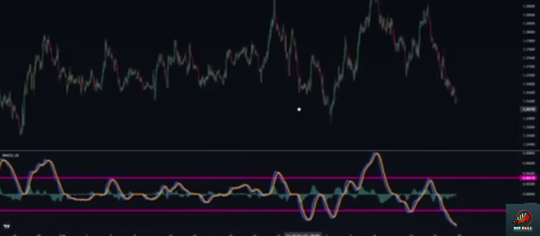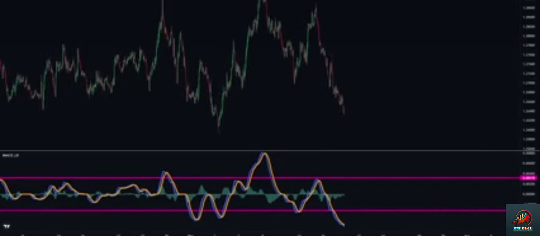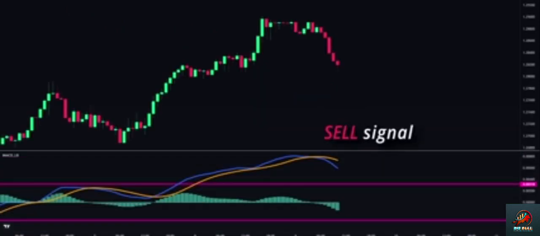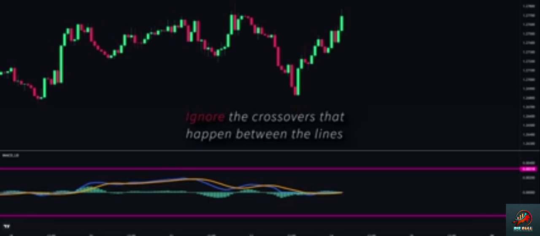Now that your indicator is ready, here's how you create the strategy. So first, for your buy signal, you want to only take positions if the impulse MACD crosses over upwards, but the crossover needs to happen below the oversold line. Similarly, for your sell signal, you only take positions if the impulse MACD crosses over downwards, but the crossover needs to happen above the overbought line. Remember, crossovers that happen between the lines like this will be ignored. This is because we want to make sure that we only take positions if the price is overextended.